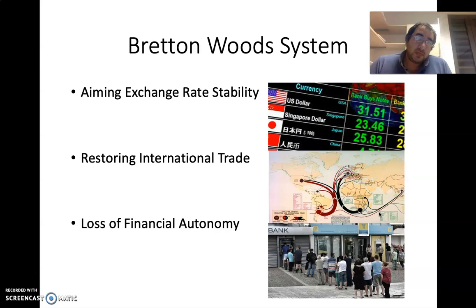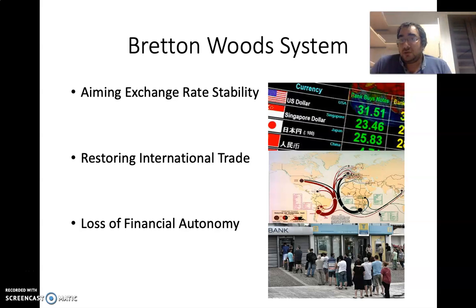So, the Bretton Woods system aims at exchange rate stability, and through that it will integrate international trade. But this also means that countries might lose financial autonomy. If you want to fix your money's value to the dollar at a certain rate, basically you need to make sure that your money doesn't flow out of your country. But in order to make sure of that, the interest rate in your country should be fixed so that the inflow of money into your country and outflow of money from your country would be the same.